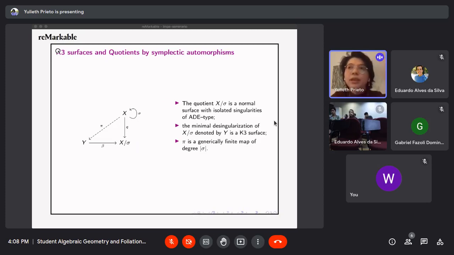I mean, the relation between the moduli space of K3 surfaces admitting a symplectic automorphism and the moduli space of K3 surfaces that come from minimal resolutions of quotients of K3 surfaces by symplectic automorphisms. So this pi is actually a good connection between these two families. Okay, and it's generically finite, of course, because pi is the composition of q by beta minus 1.